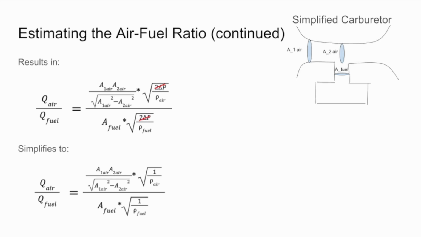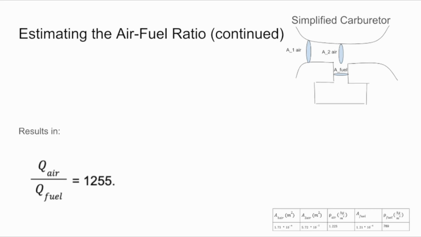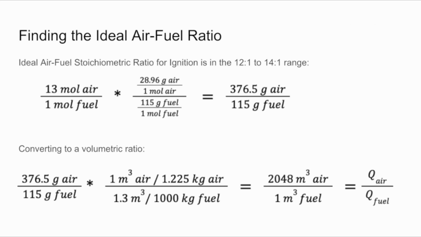And so that makes our relation much more tractable because we're left with parameters that are either readily measured or looked up for air and fuel. So if we use the values we measured for the areas and then we use typical density values, we get a ratio of around 1250. And we wanted to compare this value with what an ideal air-to-fuel ratio would be for ignition, because that's what a carburetor is doing. It's preparing the mixture for ignition.